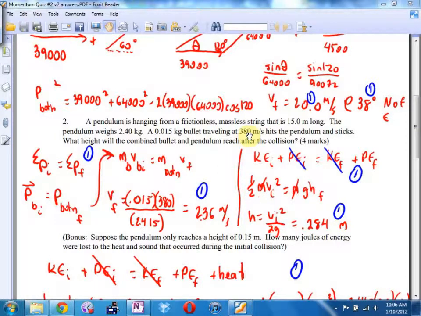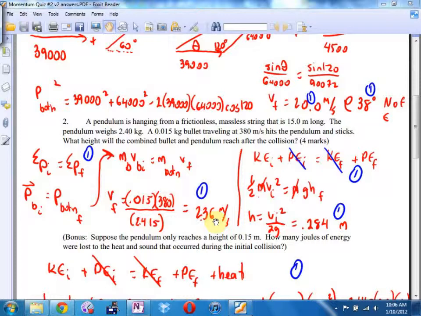What height? Well, first of all, there's a collision, momentum, and it's a nice straight line collision. The momentum of the bullet equals the momentum of both of them afterwards. Mass of the bullet times initial velocity of the bullet equals mass of both times V final. The final velocity is going to be the mass of the bullet times the initial velocity of the bullet divided by the mass of both of them, and I get a velocity of 2.36 meters per second.